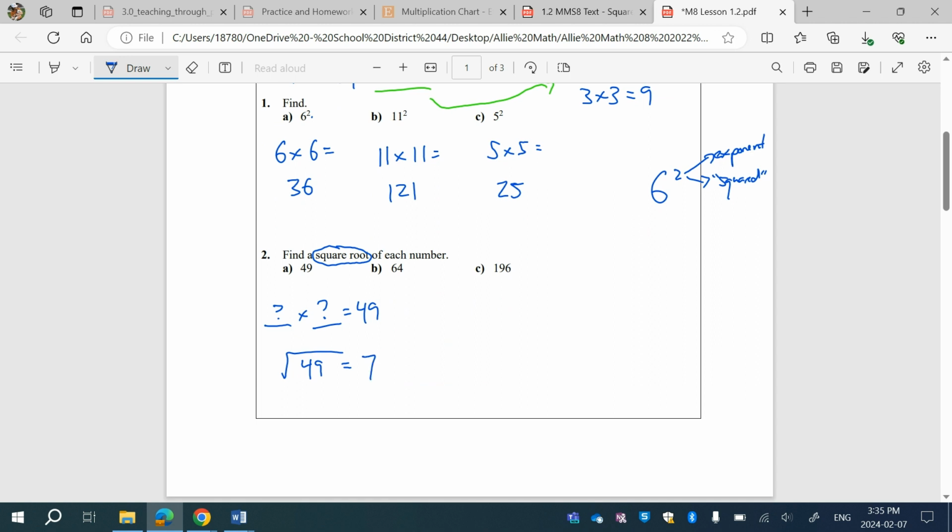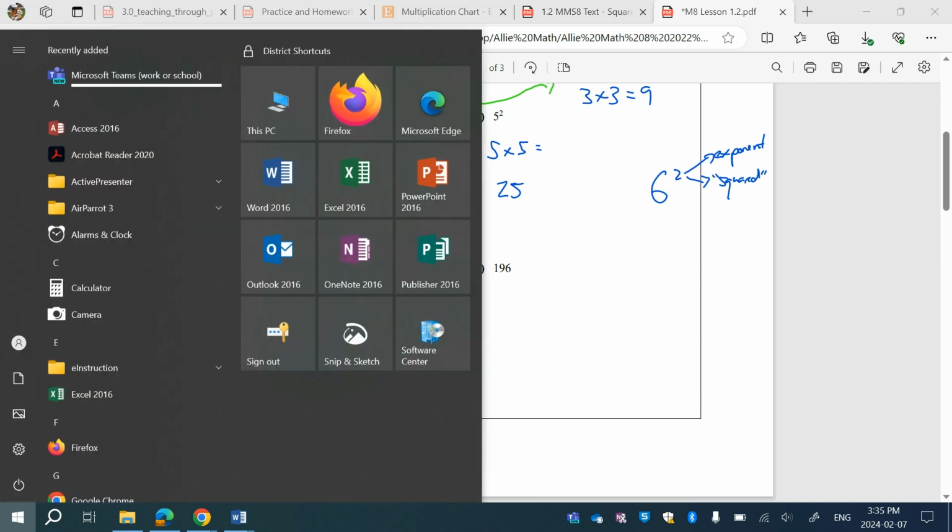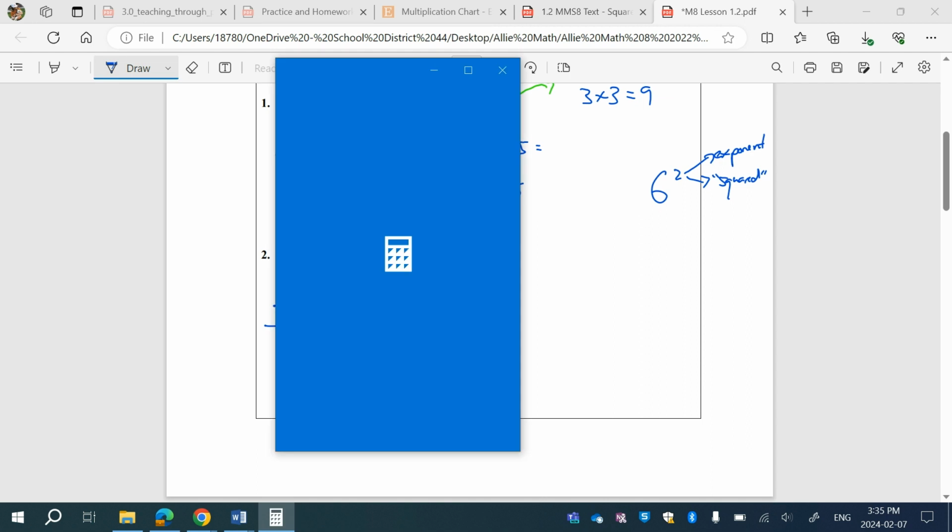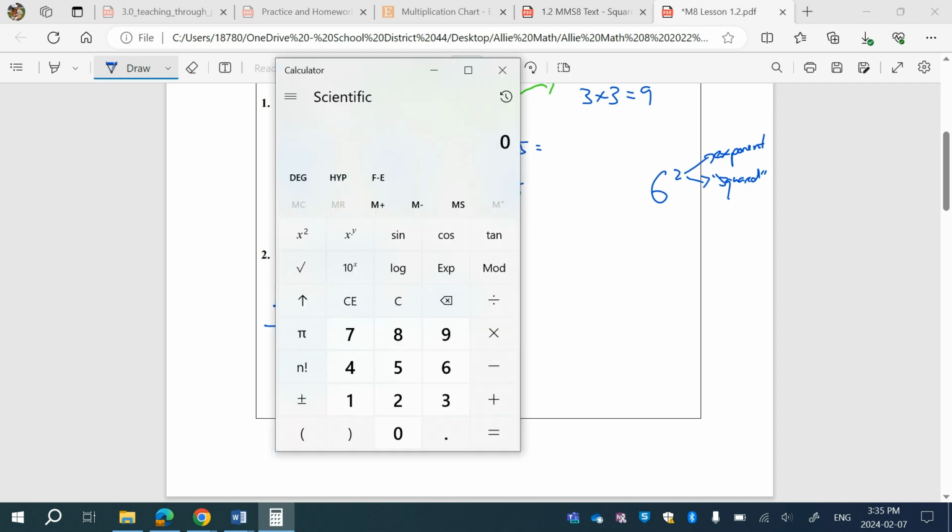Okay, the next one I'm going to show you on a calculator. So we're looking for the square root of 64. So that's going to equal, let me go to my calculator here. I think that this has a square root button. So here we go. I'm going to enter 64, and then press this button right there, and it's going to give me the square root, or the thing that when multiplied by itself would give us 64, and that's 8.